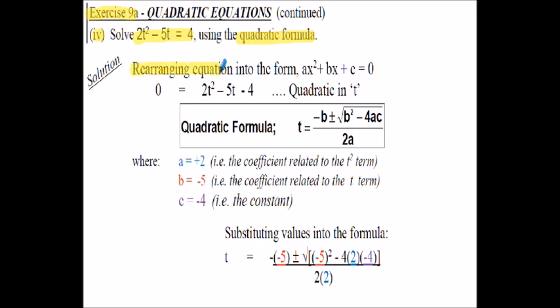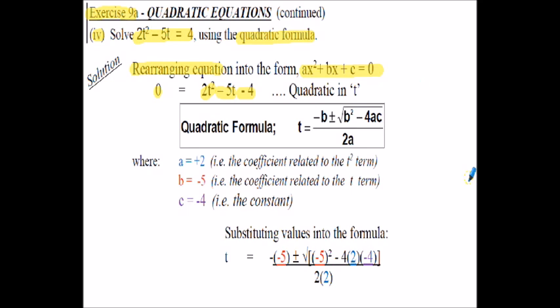So rearranging the equation to get the form of ax squared plus bx plus c equals 0, or in this case at squared plus bt plus c is equal to 0, we get 0 is equal to 2t squared minus 5t minus 4. In other words, what I've done here is taken 4 from both sides of the equation. Now that's the quadratic in the correct format, I can directly read my a, b and c constant.